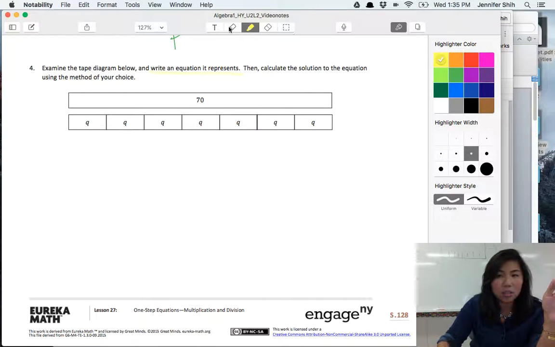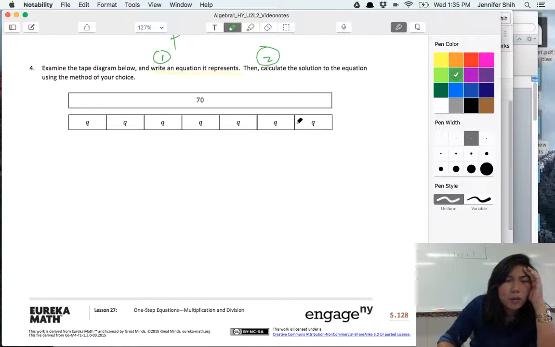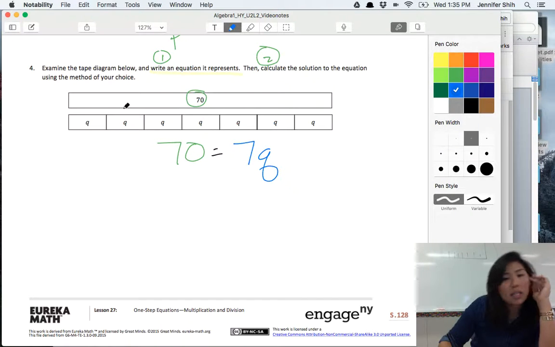So this is step 1. Write an equation. Step 2, calculate the solution of the equation. I don't need to do the tape method, they already did it. This says my first tape, 70, is going to equal my second tape, because they're the same length, 1, 2, 3, 4, 5, 6, 7 Qs.